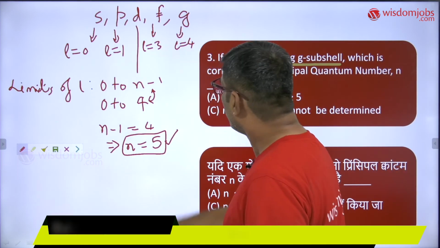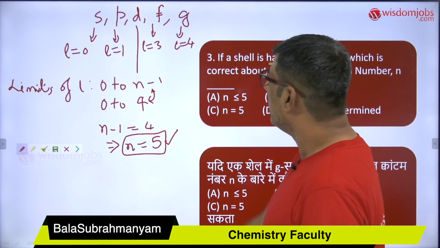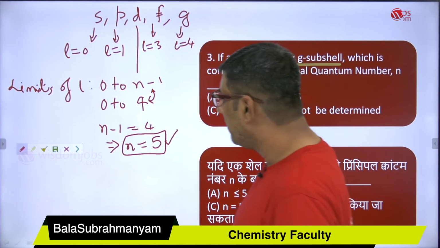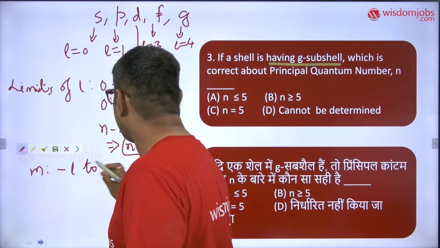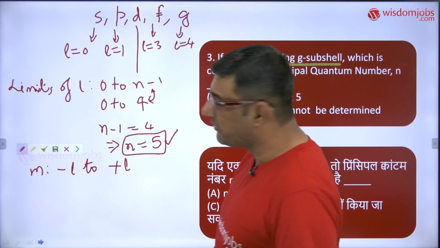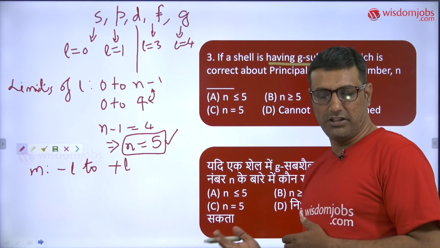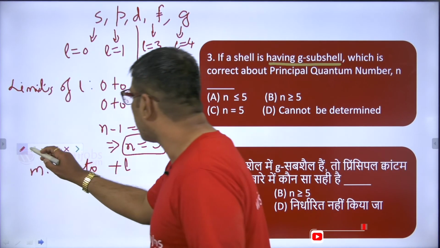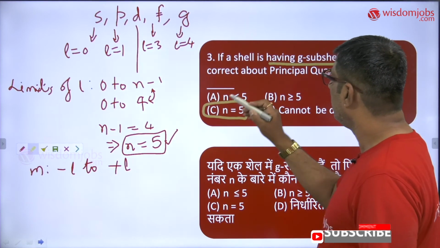In this objective question, you should know that the limits of L are from 0 to n minus 1. And the limits of m: m varies from minus L to plus L. If you know the limits of L and m, you can easily answer this question. So the correct answer for our question is C, n equals 5.